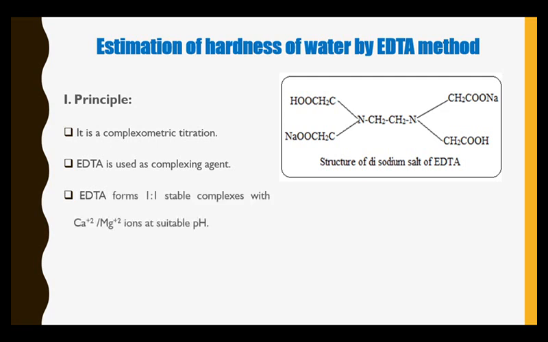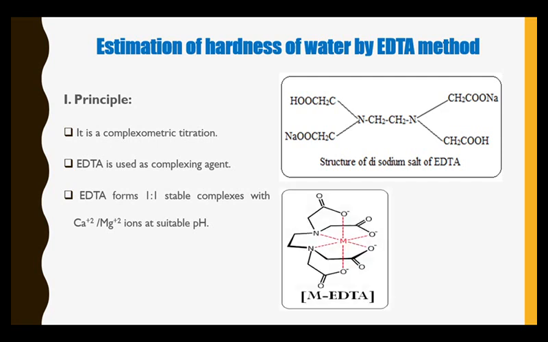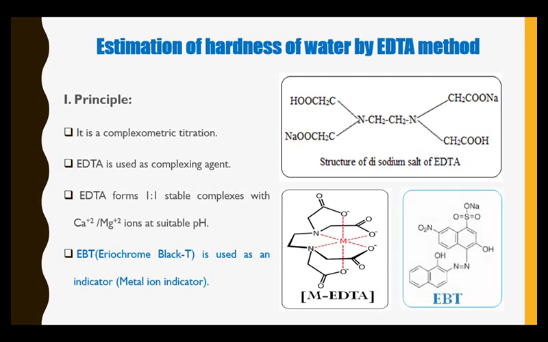This EDTA forms 1:1 stable complexes with calcium plus 2 and magnesium plus 2 ions at suitable pH. And the complex formed, you can see, is metal EDTA, whereas in place of M, you can substitute either calcium plus 2 or magnesium plus 2. And in this titration, we use EBT as an indicator. EBT can be expanded as Eriochrome Black T, which is an example of a metal ion indicator, and the structure can be represented as this.